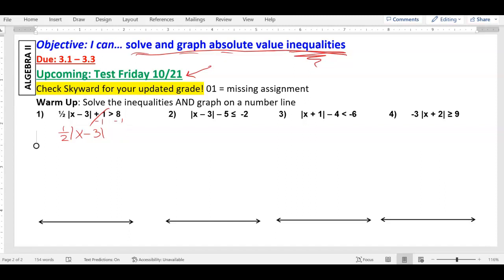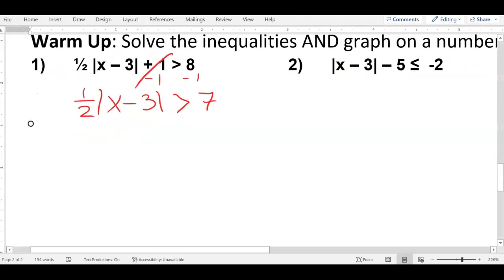Let me redraw that. All right. Now, I am going to zoom in now. How do I get the bars by themselves? How do I get rid of a 1/2? So please remember, to get rid of a fraction, you multiply by its reciprocal, flipped over. So the reciprocal of 1/2 is 2 over 1, or just 2, okay? 2 over 1 is the same thing as just multiplying by 2.